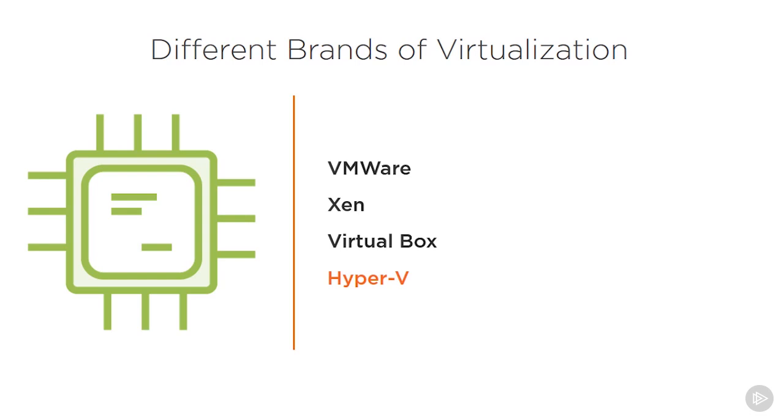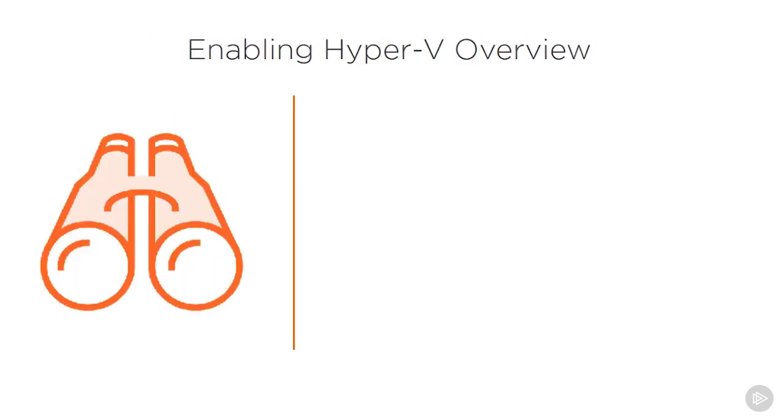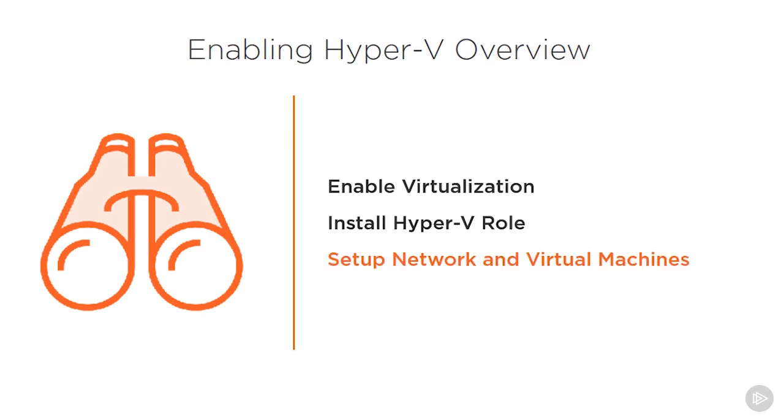In upcoming videos, I'm going to demonstrate how to enable Hyper-V and install some virtual machines. But let's take a quick overview of how to set that up. Here's how we enable Hyper-V in Windows Server 2016. First, we need to enable virtualization in the UEFI or BIOS as mentioned earlier. Once that's enabled, we can boot into Windows and install the Hyper-V role in the Server Manager by going to the Add Roles and Features wizard. Finally, after reboot, we go in to set up the network for Hyper-V and we install our first virtual machines. All of these will be demonstrated in upcoming videos.